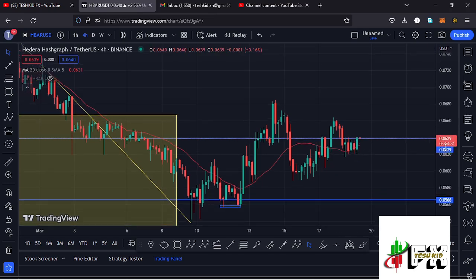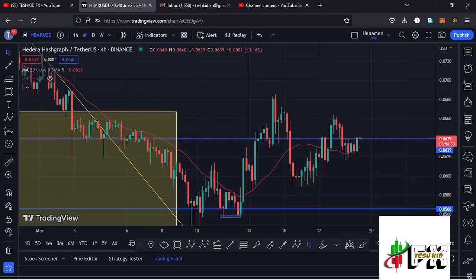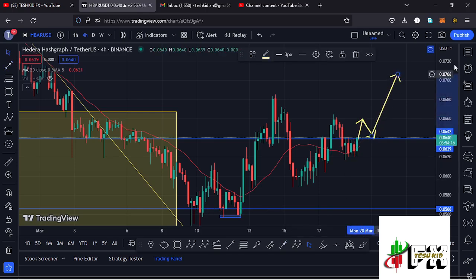We are also trying to battle out a key area of resistance at around the $0.0639 mark, and the moment we manage to break above that key area of resistance, then I'll be watching for a successful retest of that key area of resistance before we can continue gearing up and continue unlocking even higher prices.